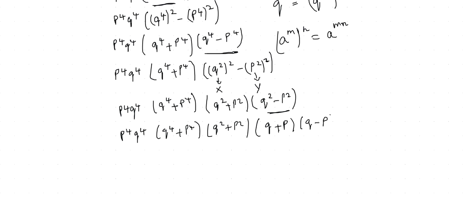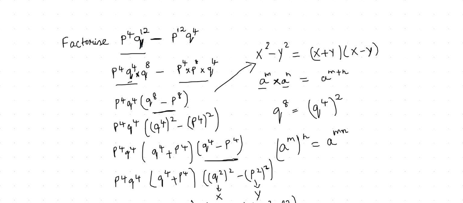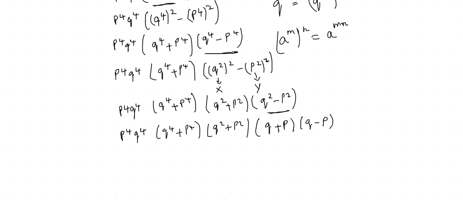So we have factorized the given problem as this. How many factors are there? There are 1, 2, 3, 4, and 5. So we have factorized this as the product of 5 factors. This is the final answer. Okay, thank you.